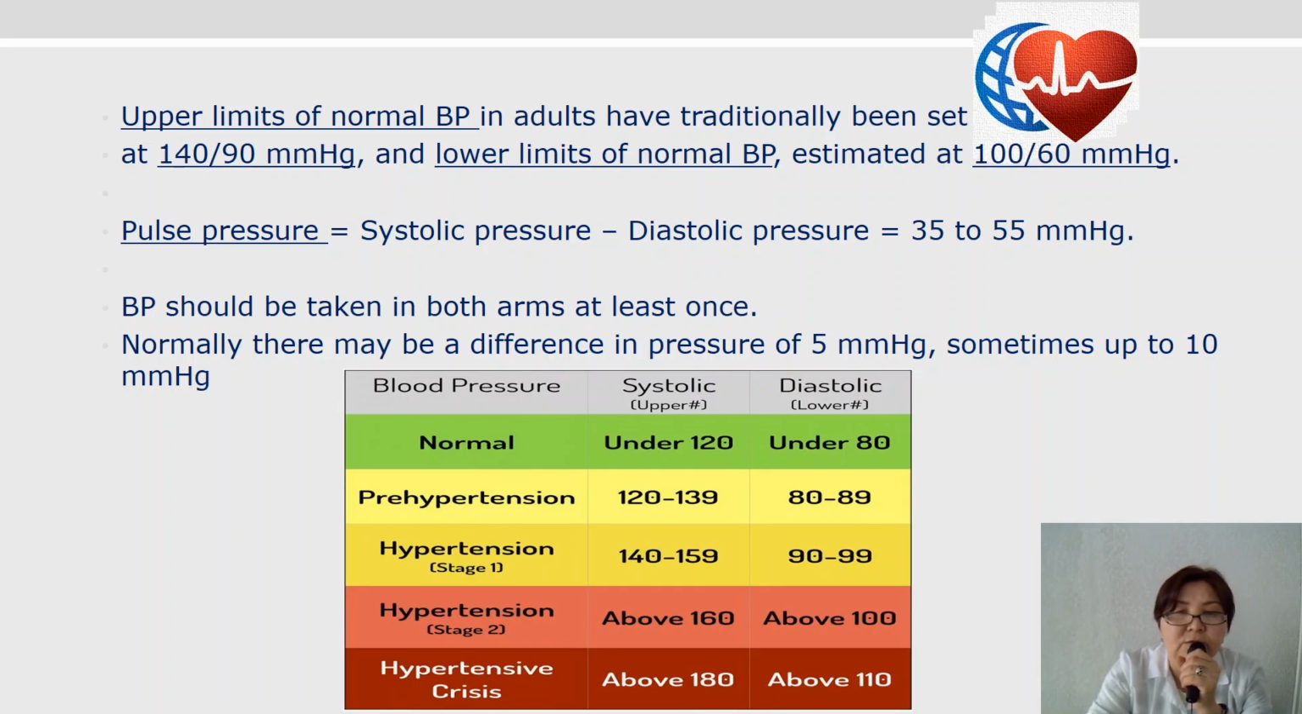And according to this table, normal blood pressure should be systolic under 120, diastolic under 80, and prehypertension is from 120 to 139 and 80 to 90, and so on.